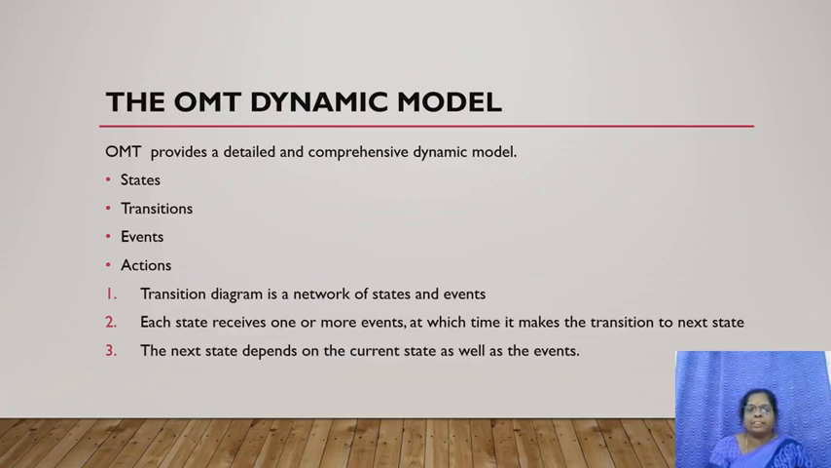So how many states are there? For each and every state, what are the functions it will use? Each state receives one or more events, at which time it makes a transaction to the next state. So each state has to receive the events, and then it is processed in the next state. The next state depends on the current state as well as the events.